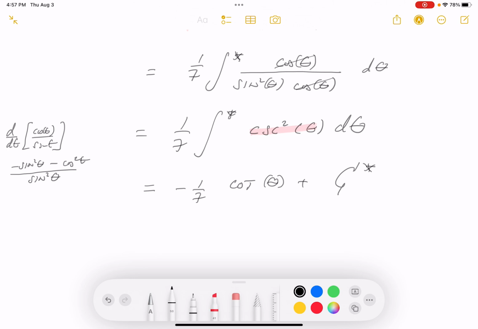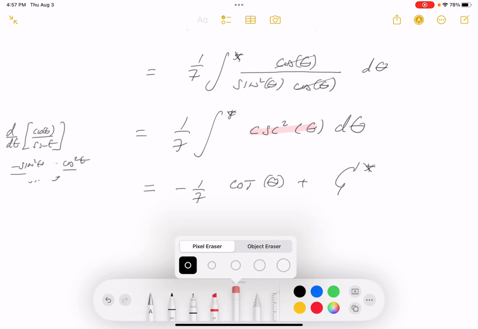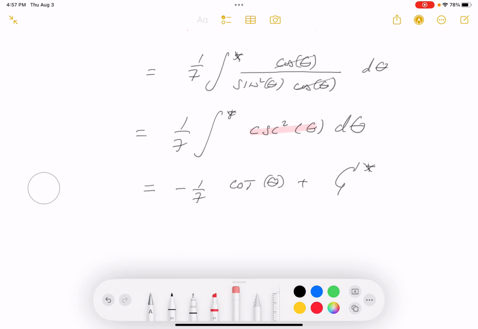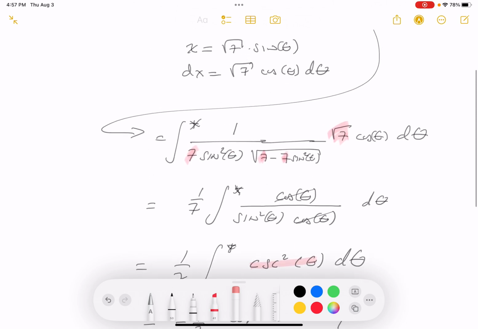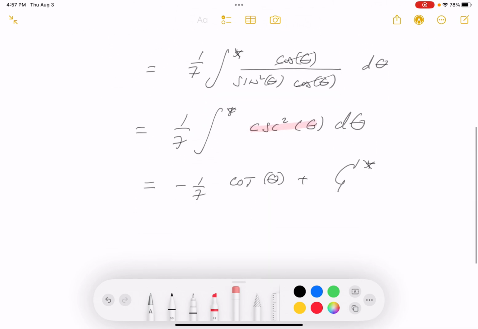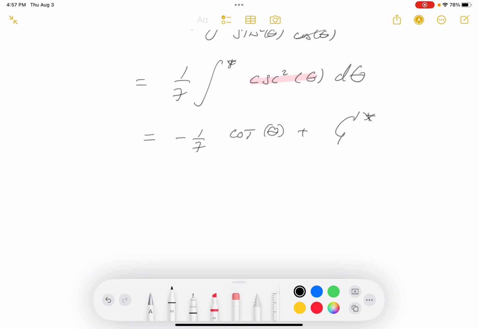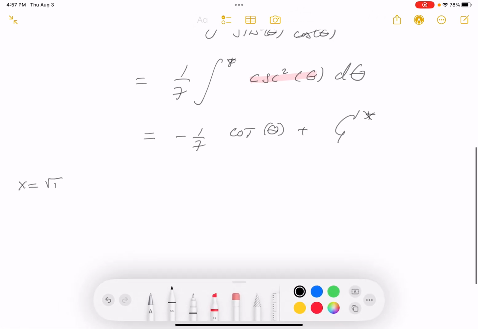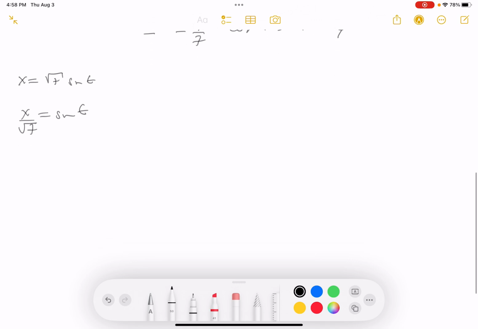All right, so what are you going to do now? Well, I need to go back, and that's the problem. Where do I need to go back to? Well, I need to go back to this substitution. x was root 7 sine theta. What does that mean? x over root 7 is sine theta. Let's do a little diagram, not diagram, but a triangle. Theta. Sine is going to be opposite. This will be root 7. Pythagorean theorem, that would be 7 minus x squared.